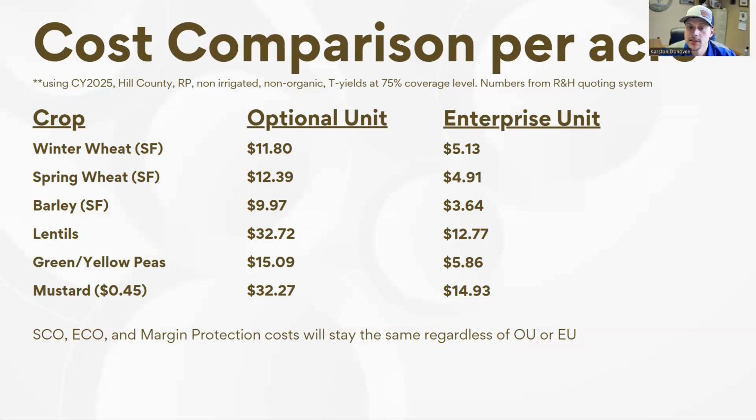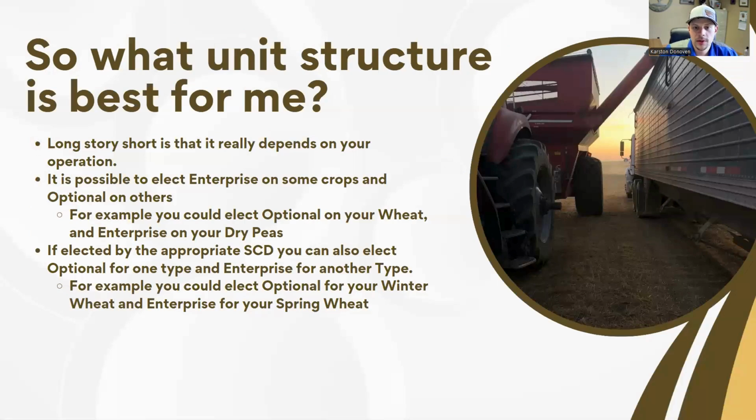But again, it's not quite as good a coverage, and ultimately it just comes down to what is best for your farm. Other side note is that for the optional coverages such as SCO, ECO, margin protection, those county-based coverages, whether you elect optional units or enterprise units, that's not going to affect your cost on those coverages. So ultimately, the question is, what unit structure is best for me and for my operation? And the long story short is that it's not a cop-out answer, but it really just depends on your operation.